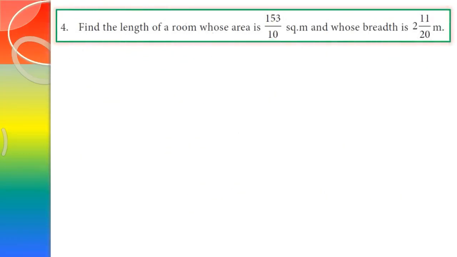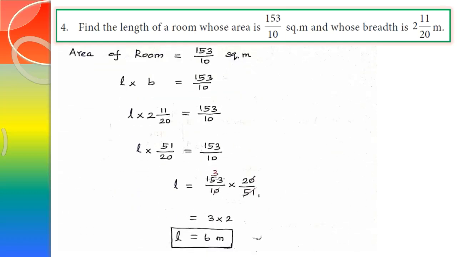Number 4. Find the length of a room whose area is 153 by 10 square meter and whose breadth is 2 11 by 20 meter. The area of the room equals 153 by 10 square meter. Area of a rectangle formula is L into B equals 153 by 10. In this question, breadth value is 2 11 by 20. So L into 2 11 by 20 equals 153 by 10.